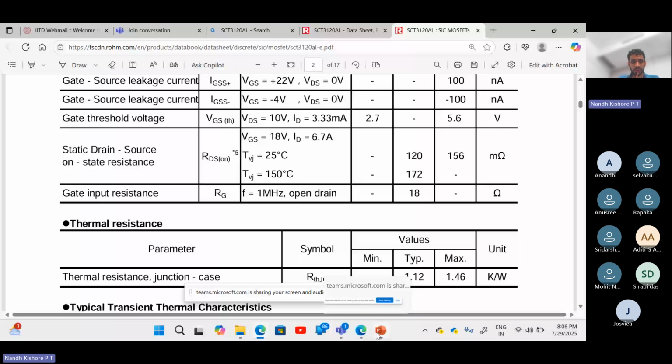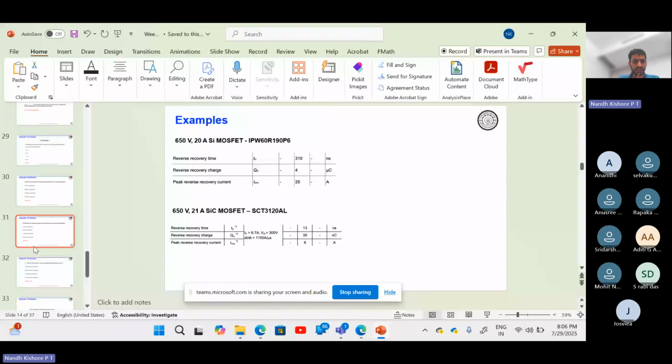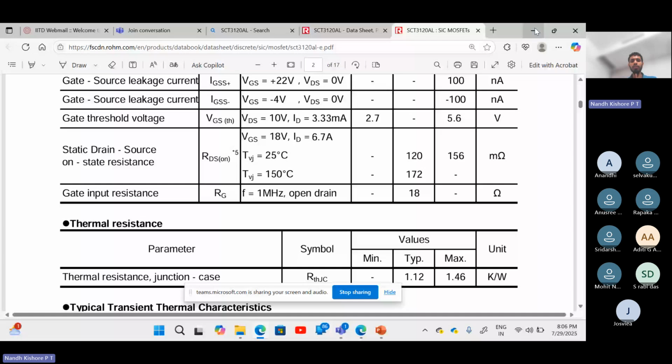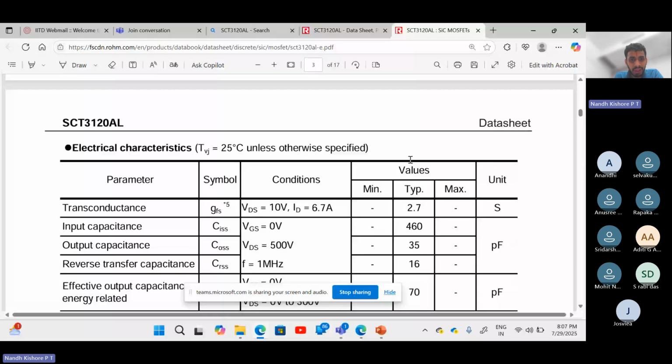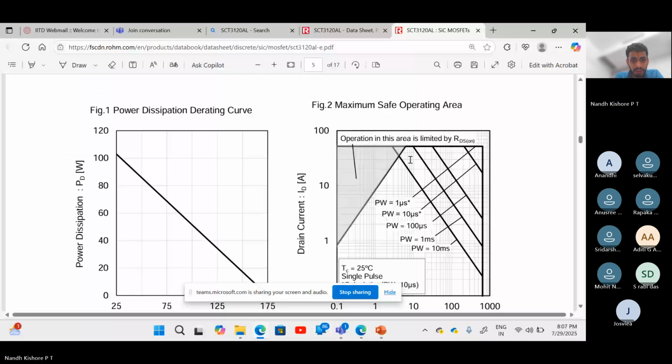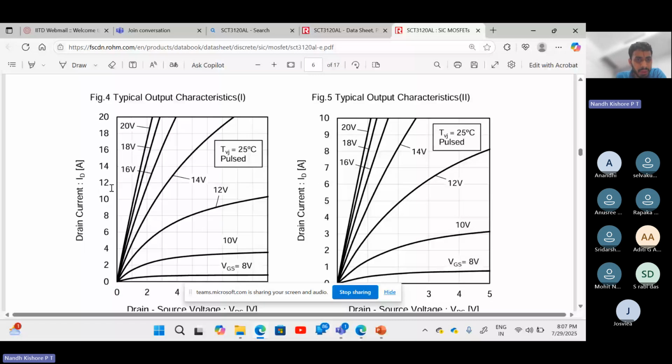right? So if we go back to the question, in this, they haven't considered gate source voltage as a parameter for the steady state behavior. But point is, gate source voltage, if you see minutely, it has a bearing. See, at 18 volts, it is mentioned at 120 milliohms. Okay. If you go to the device characteristics, just go to the device on state characteristics. Yeah, electrical characteristics. Yeah. So is this curve visible? Figure 4, typical output characteristics.